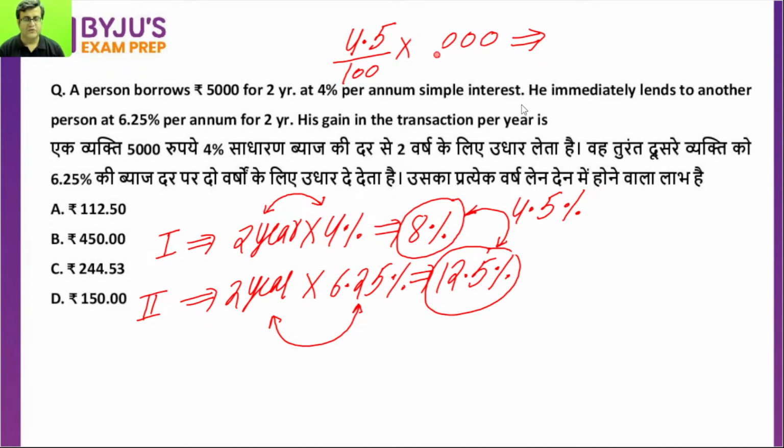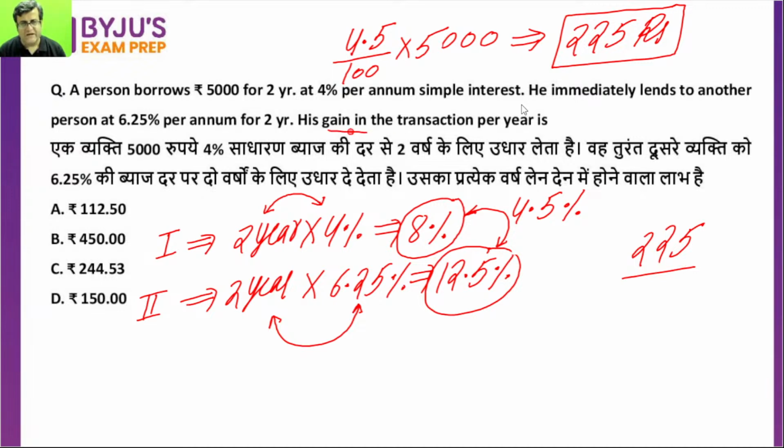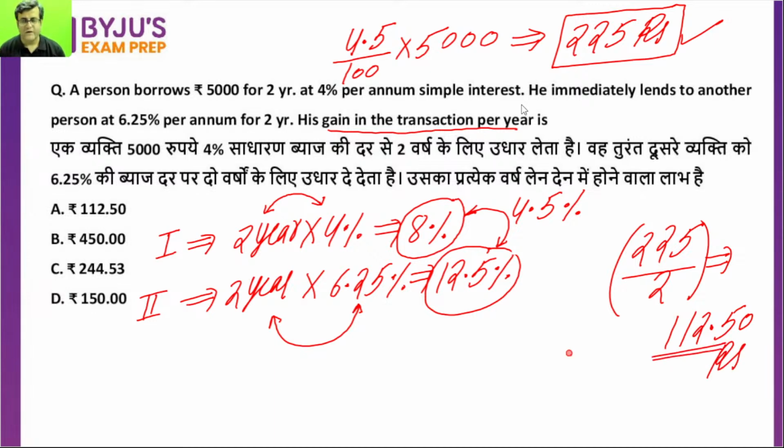5,000, sorry, I was writing 8,000. It is 5,000. So 5 5s are 25, 5 4s are 20. So 225 rupees is the total profit. As the question is demanding per year, divide by 2. In 2 years I'm getting this much profit, so divide by 2 and it gives 112.50 rupees as the profit. Note down the same.